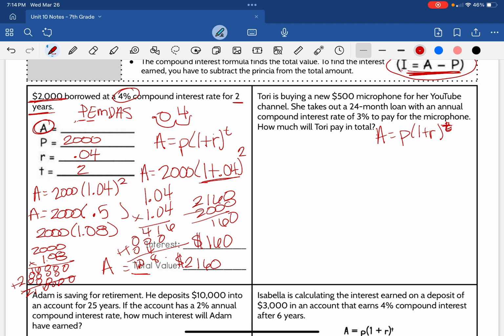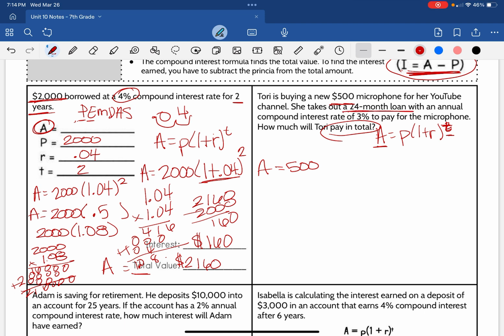We're not having to worry about finding the interest, because it wants to know what the total is. And that's what A represents. A represents the total. So $500 is my principal. So let's just plug stuff in. So A equals 500. It's a 24-month loan.